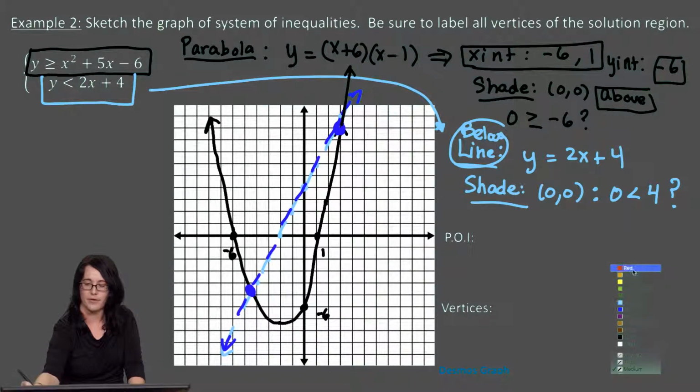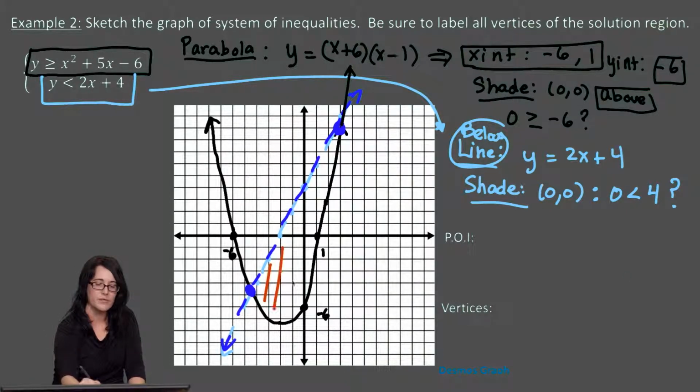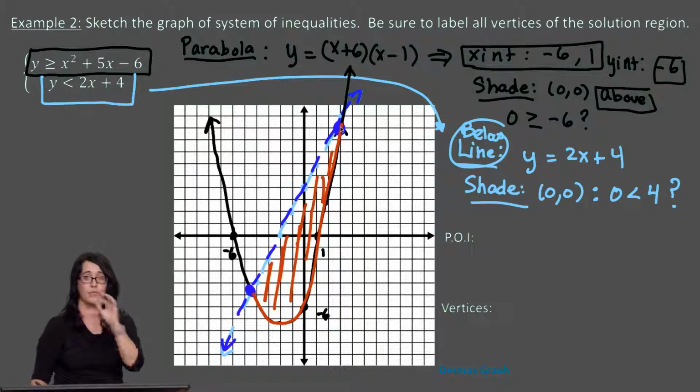So let's get another color here, like red. Okay, so if I'm shading below my line, but above my parabola, wouldn't that be in this region? So any point in this space. Notice it includes points on the parabola down here, because it was or equal to, but it would not include points on the dotted line, because that was not or equal to.